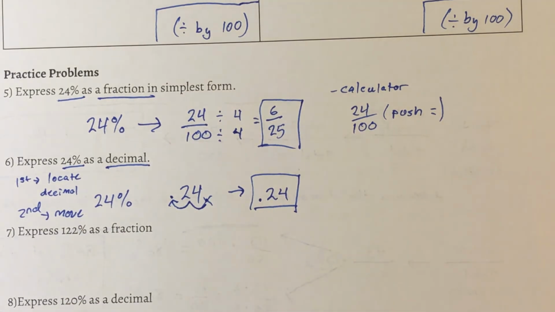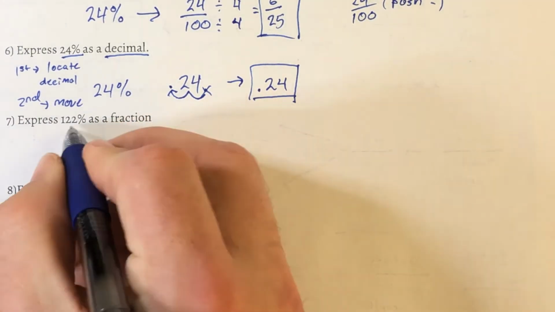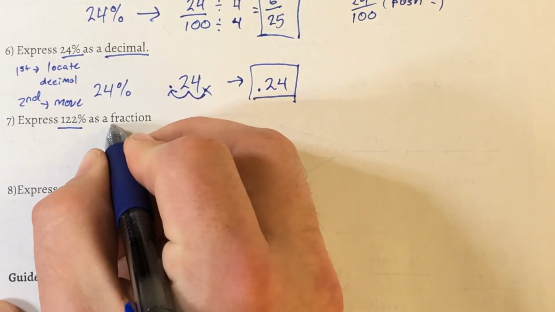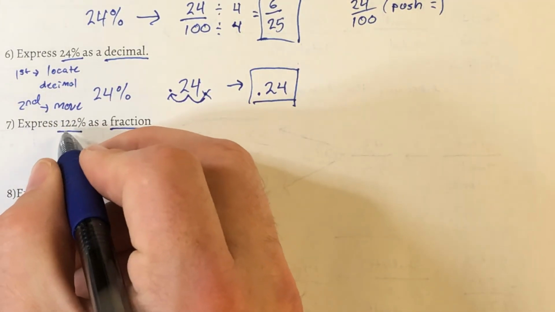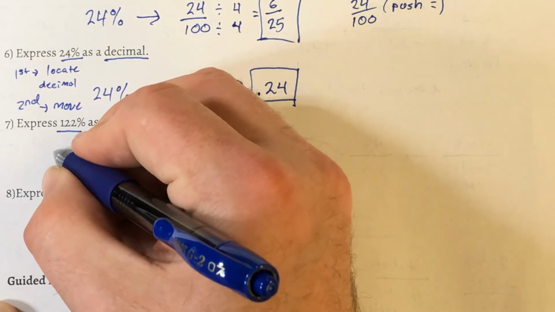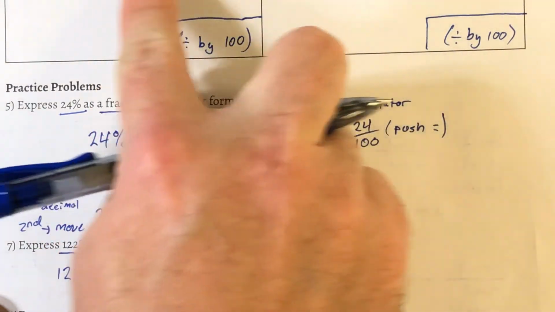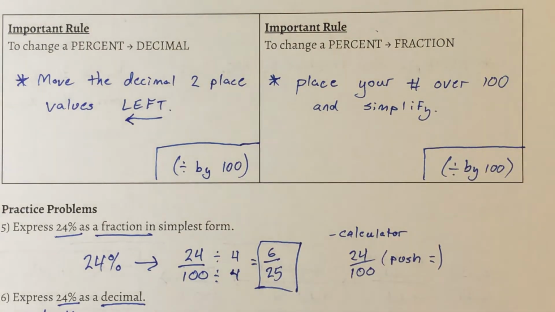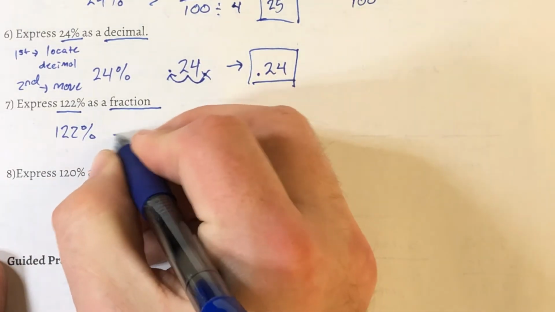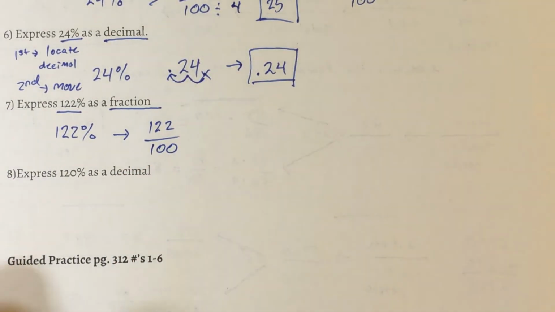All right, next problem. We're going to express 122% as a fraction. There are two different ways to do this because our percentage is over 100. So let's go with the primary rule. The primary rule that says to change a percent to a fraction is to put it over 100 and simplify it. So let's do that. 122 over 100. Voila, it's a fraction. But I need to simplify it.